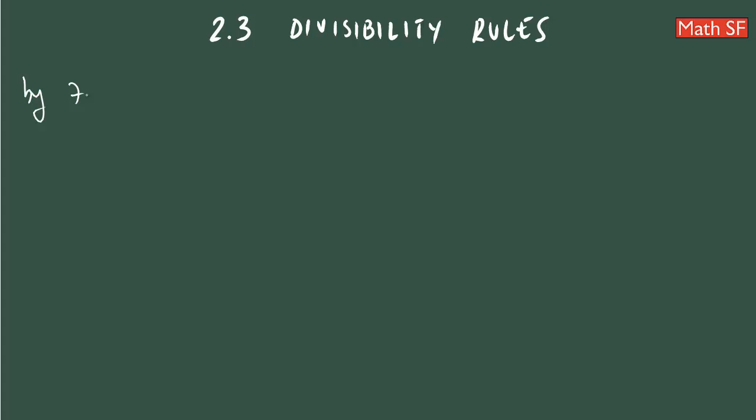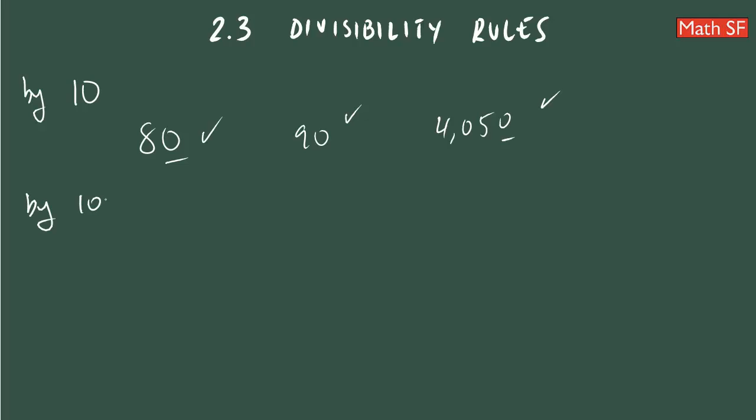Okay, now what will be the next rule? The next rule will be by 10. When a number is divisible by 10, a number is divisible by 10 if the last digit ends in 0. For example, 80 is divisible by 10, 90 divisible by 10, 4050 divisible by 10 because the last digit ends in 0.